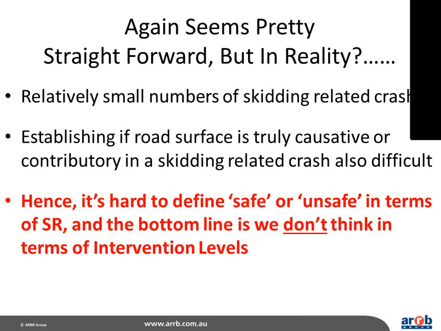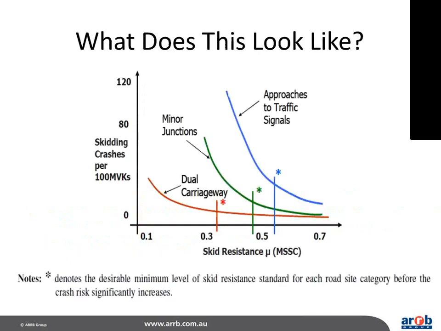So we're doing our crash study. What might this look like if we were to put it onto some sort of graph or axis? Well, as you can see here, we have a graph. We have on the y-axis the number of skidding crashes per 100 million vehicle kilometres travelled. Along the bottom, we have a measure of the skid resistance. In this particular case, it's a mean summer SCRIM value.